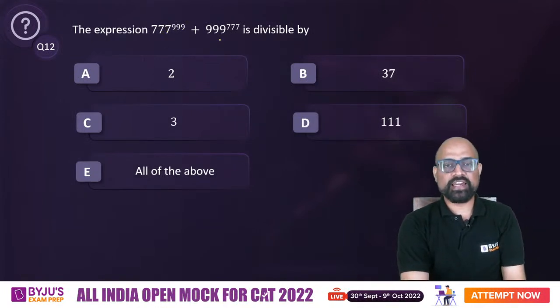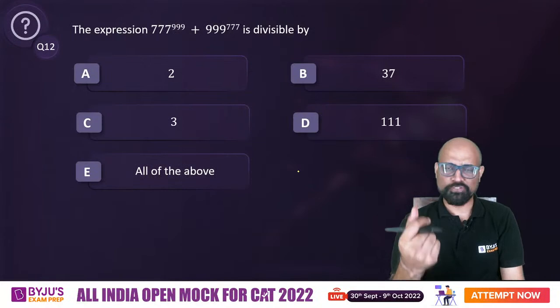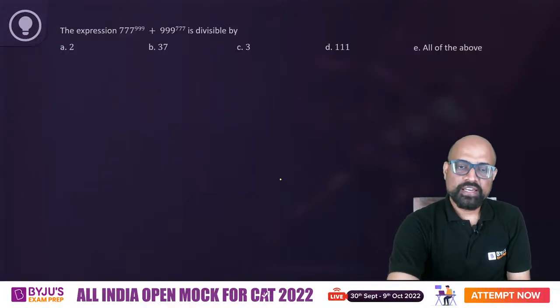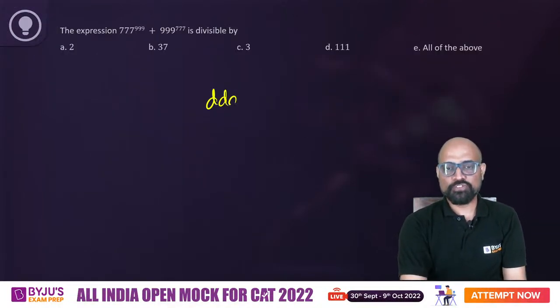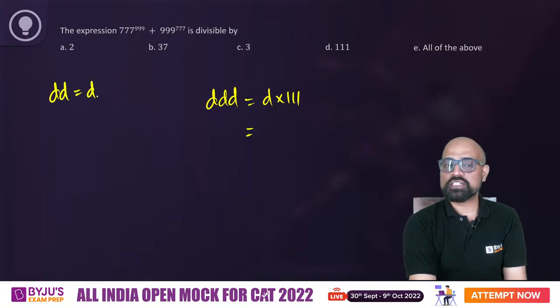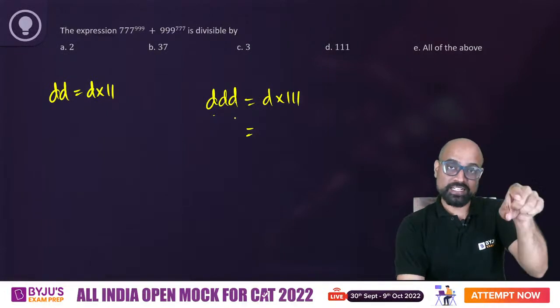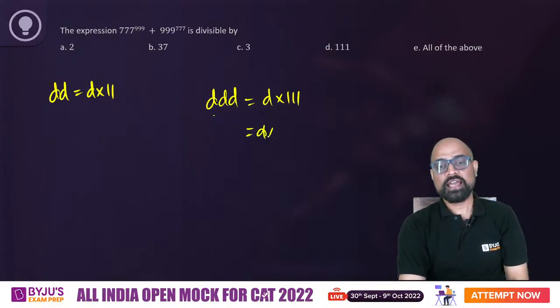777 to the power 999 plus 999 to the power 777 is divisible by. It's a very straightforward question. If you go through the options, it's going to be very quick. If you have any number of the form DDD, this is actually D into 111. Like when DD is written, this is D into 11. 55 is 5 into 11, 99 is 9 into 11, 33 is 3 into 11. Similarly, if you have a digit written 3 times, it has to be that digit into 111. And what is 111? It is 3 into 37.